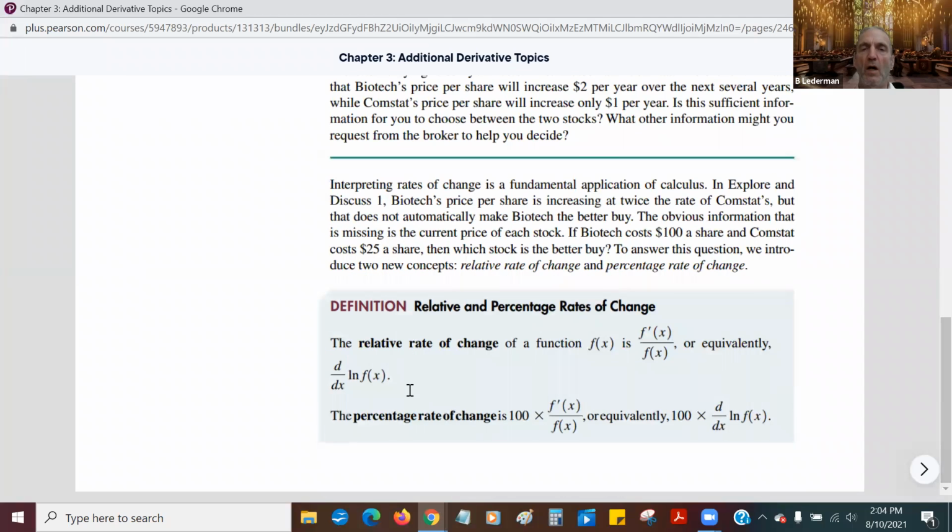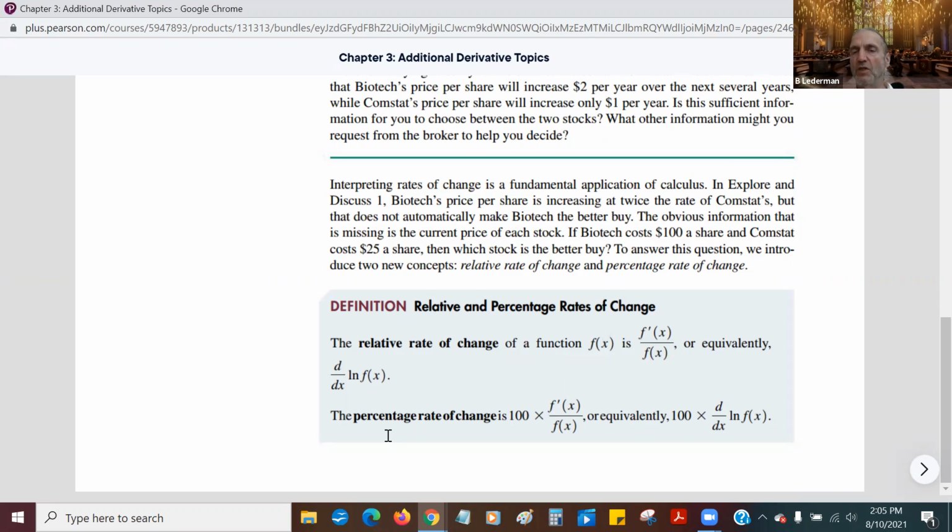Here we go. The relative rate of change of a function is f prime divided by f. So the derivative divided by the function itself, that's called the relative rate of change. Because f prime is the rate of change, and f is the function itself. So you're comparing how the function changes, the rate of change, compared to the function value itself. So that's relative rate of change.